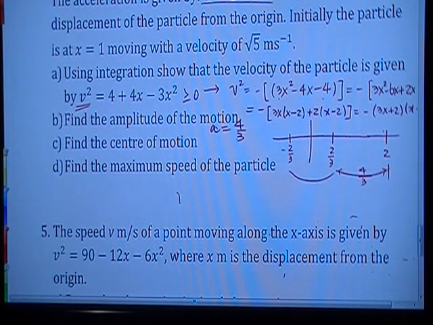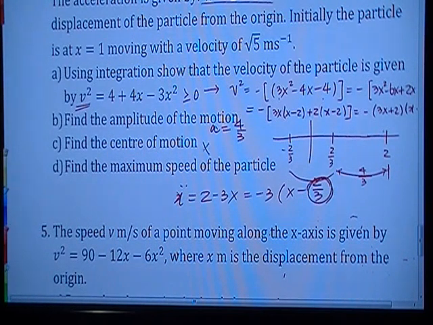Finding the center of motion, we already found that from the beginning, right? Your x double dot equals 2 minus 3x equals minus 3, x minus 2 on 3. That's simple. There's your center of motion. Okay. Find the maximum speed of the particle.